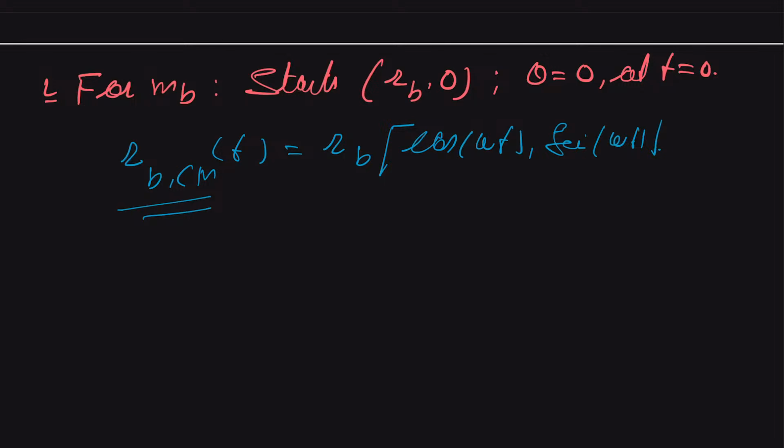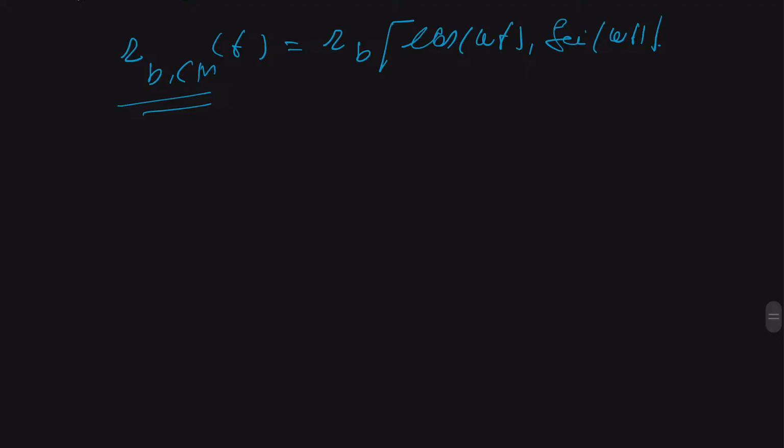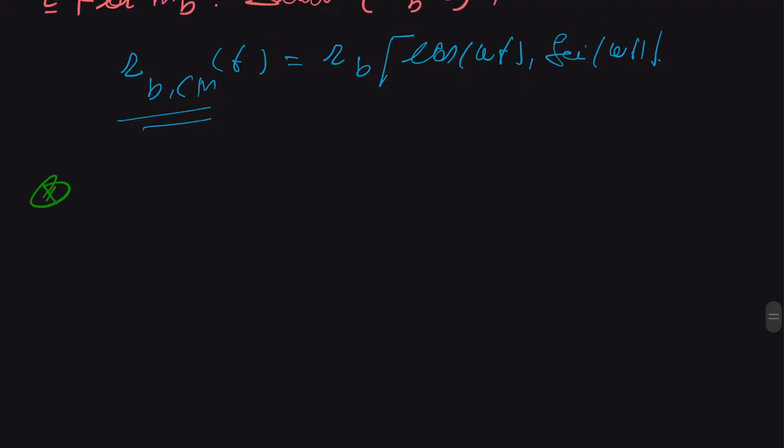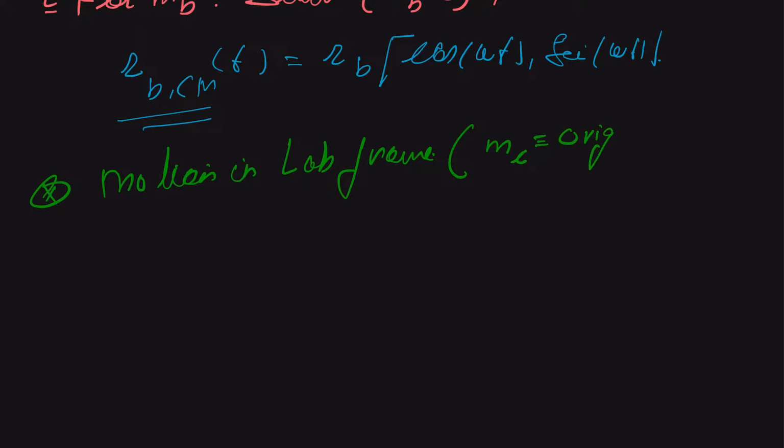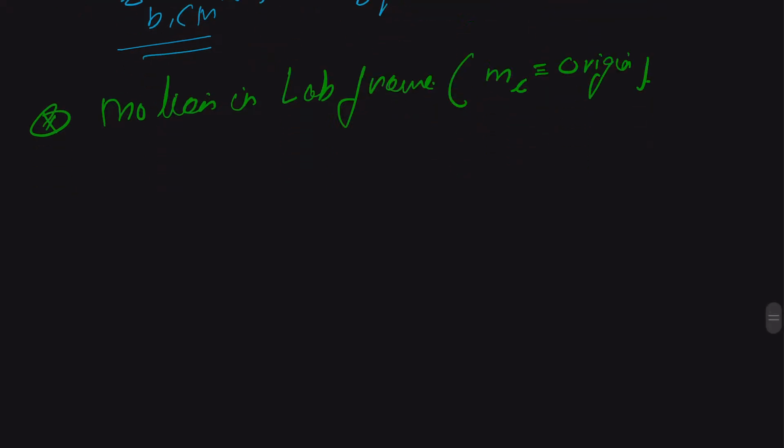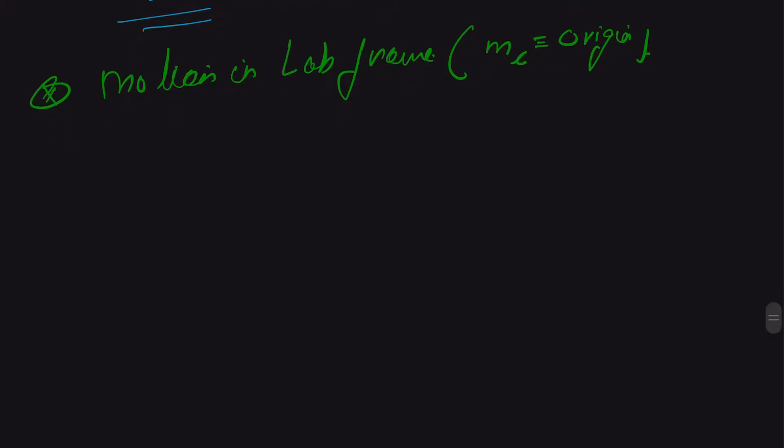Now we come back to our original frame, that was with respect to our RA, or we can also call that a lab frame. That doesn't make much of a difference. So you can say motion in lab frame, and lab frame was when our mass A was taken as our origin. And so what we do, we transform back into our lab frame.